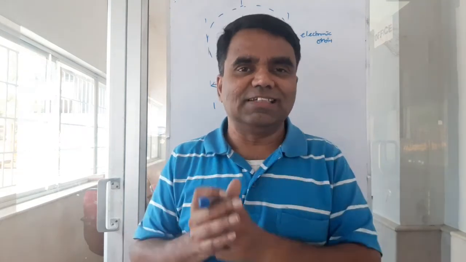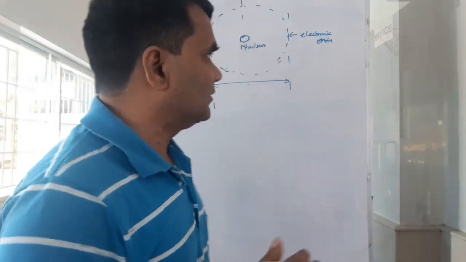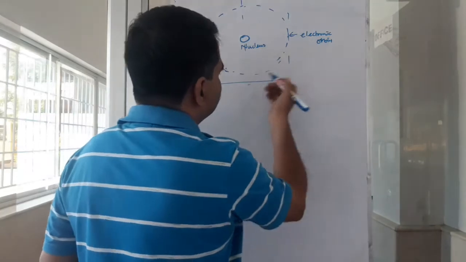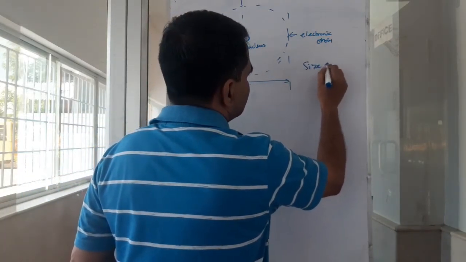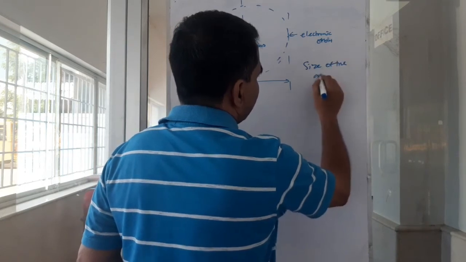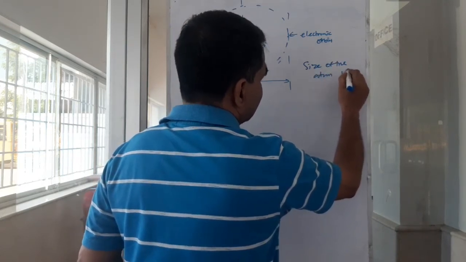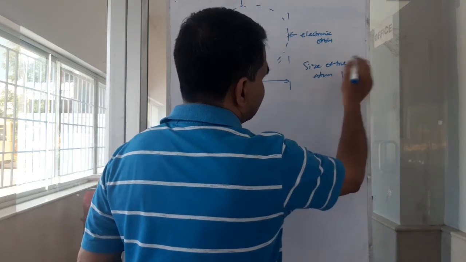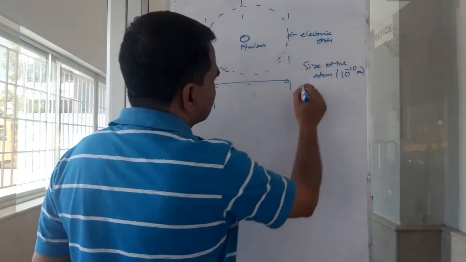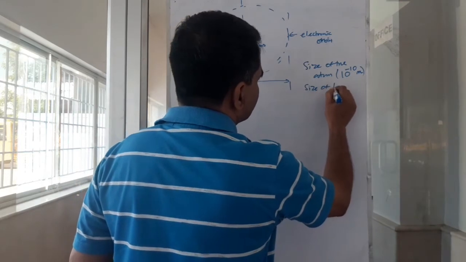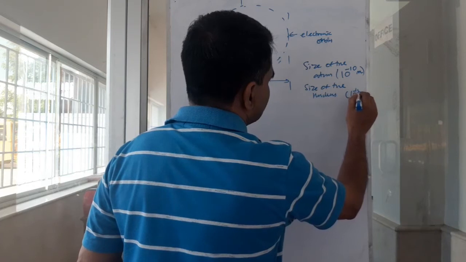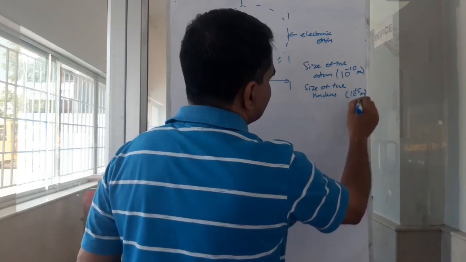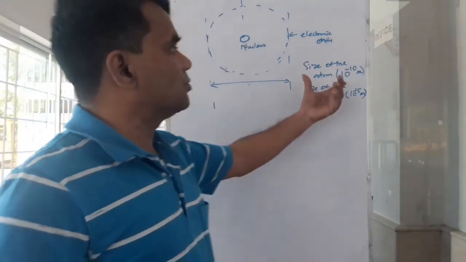This is amazing, actually, if you think about it. Okay, so if we just compare the sizes, for example, the size of the atom is 10 power minus 10 meters. And the size of the nucleus is 10 power minus 15 meters. Okay, so it is so small.